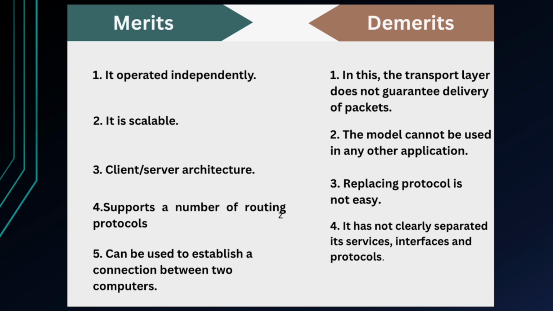Third, replacing a protocol is not easy. Once a protocol becomes standard, it's very difficult to replace it with a new one because everything is built around it. Fourth, it has not clearly separated its services, interfaces, and protocols. The boundaries between layers aren't always clear, which can make it confusing to work with. So the TCP/IP model is powerful and universal, but it has some limitations in terms of flexibility and reliability.